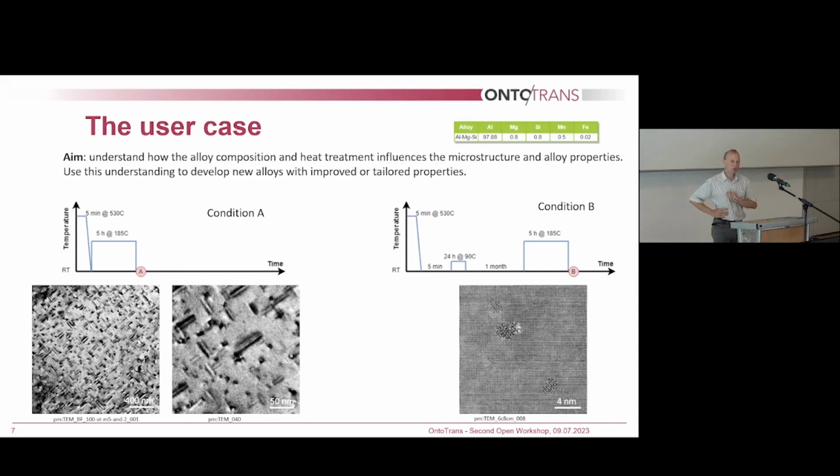Okay, we have another condition, condition B. We have done a slightly different heat treatment. Here we quench down to room temperature, keep it at room temperature for a month before we do the final heat treatment. But just after 5 minutes, we heat it up to 90 degrees. So that gives us some additional effects. So it just shows that we have a lot of possibilities to play around.